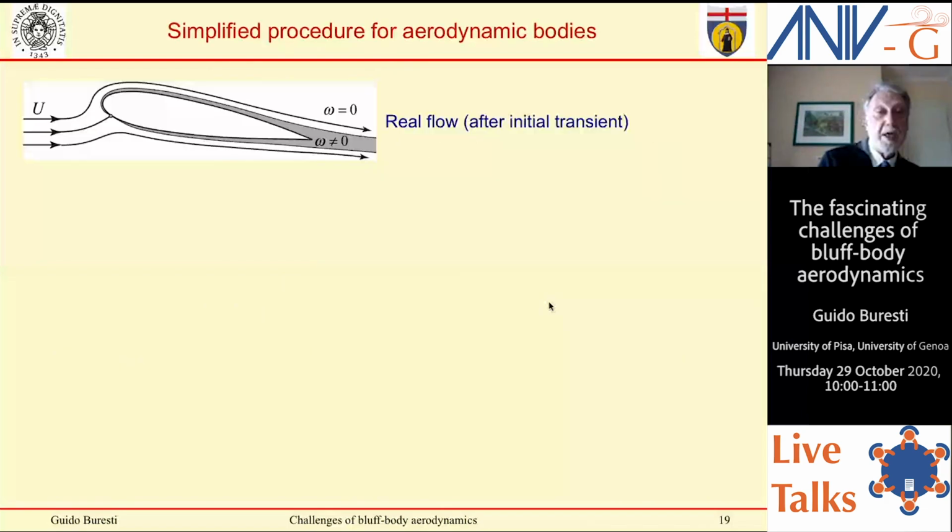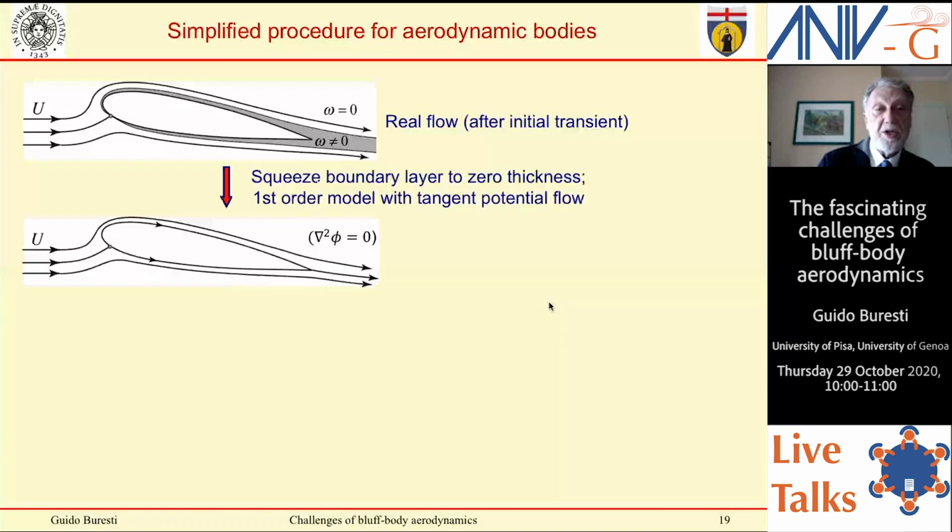Indeed, imagine you are an aeronautical engineer dealing with the prediction of the loads on a wing. So you have this real flow with a small, thin boundary layer and wake. And the first thing you do is just to squeeze the boundary layer to zero thickness. And you remember the Prandtl result, that the pressure acting on the body, on the surface, is the same as that acting on the edge of the boundary layer. This is actually fundamental at this point.